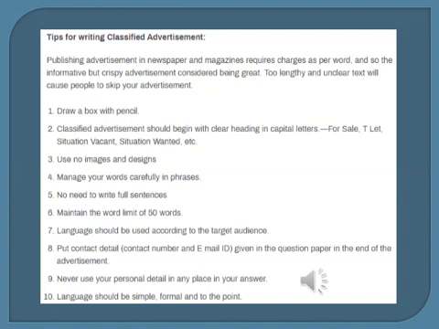Put contact details, contact number, email ID. All those details you should provide in your advertisement. Never use your personal details in any place in your answer. Language should be simple, formal and to the point. Remember that in a classified advertisement, your language has to be simple, formal and brief. But in a commercial advertisement, there is no problem. You can use very informal language too, and a lot of scope is there for creativity.